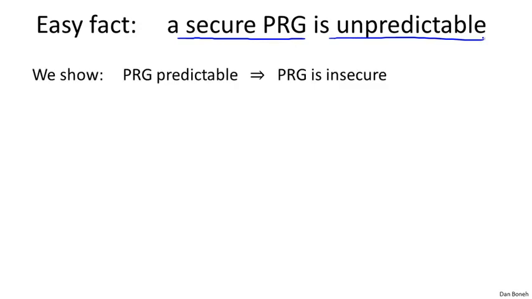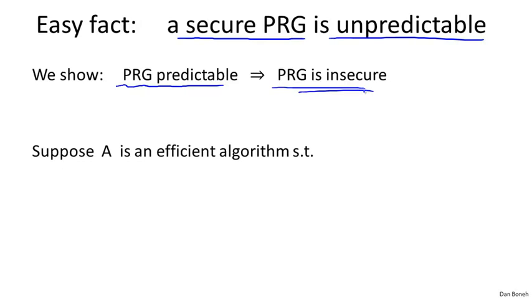The way we're going to do that is using the contrapositive. That is, if you give me a generator that is predictable, then necessarily it's insecure. In other words, I can distinguish it from random. This is actually a very simple fact, so let's see how we would do that. Suppose you give me a predictor, an efficient algorithm A such that, if I give it only the first i bits of the output of the generator, it's able to predict the next bit of the output.